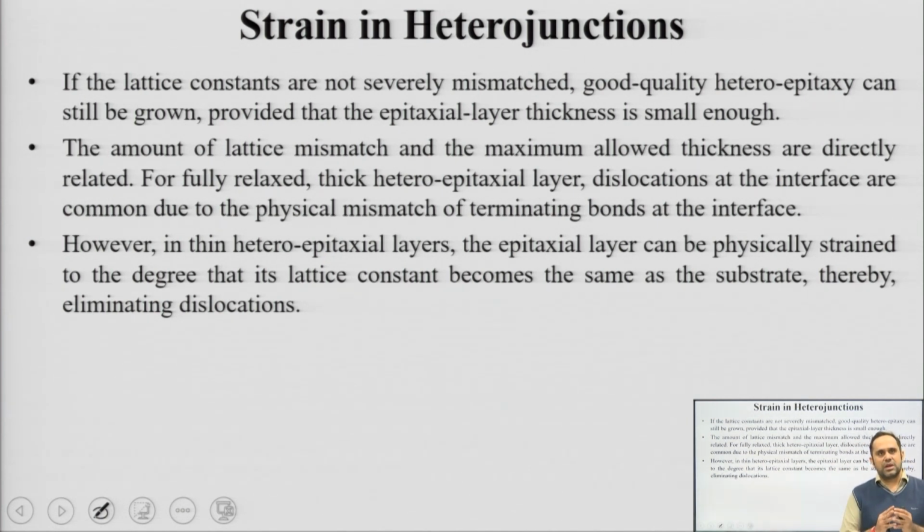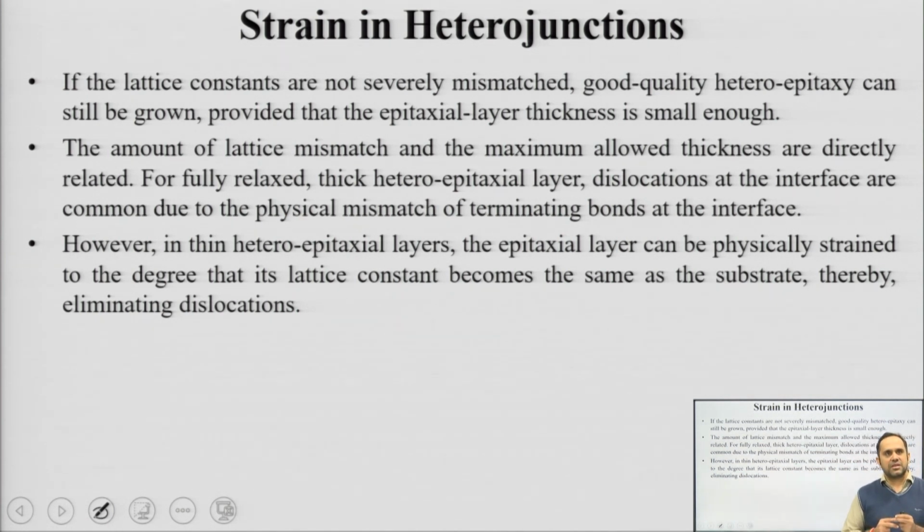Okay. See, the catch here is that the film which you are depositing on a substrate should be of an optimum lattice structure in such a way that the strain inside the film does not cause a lot of defects. Okay. So, the amount of lattice mismatch and the maximum allowed thickness are actually related. This thickness is also known as critical thickness. How much lattice mismatch you can accommodate on a substrate, plus how thick the layer can be grown. These two parameters are going to decide the quality of the epitaxial material.